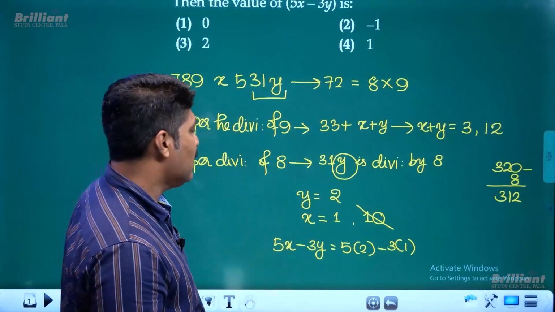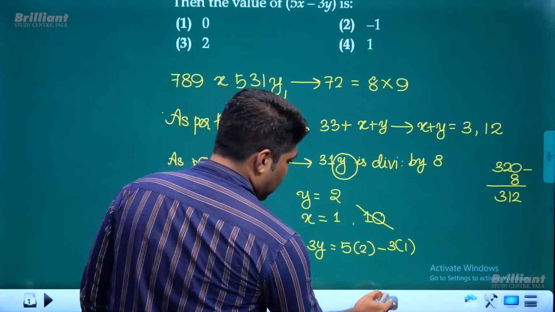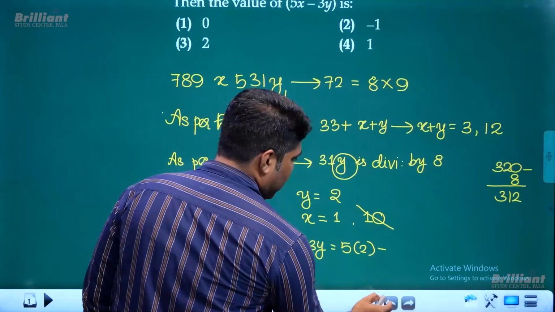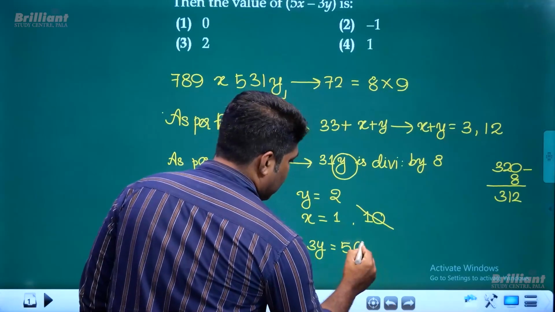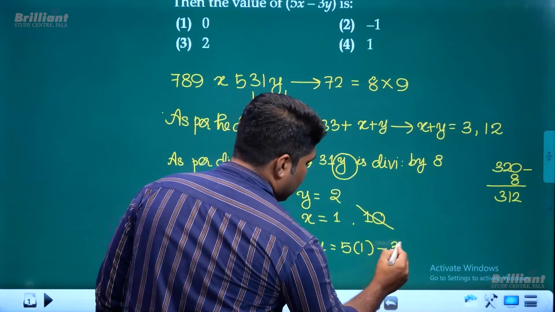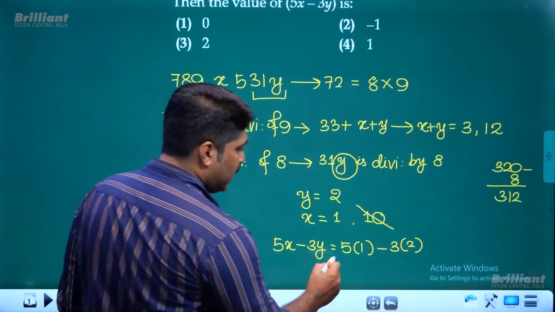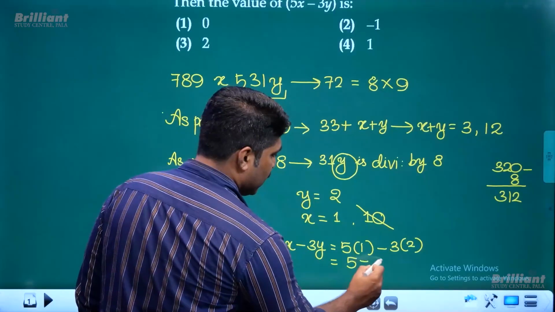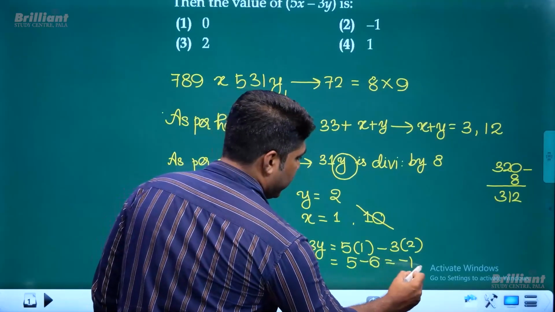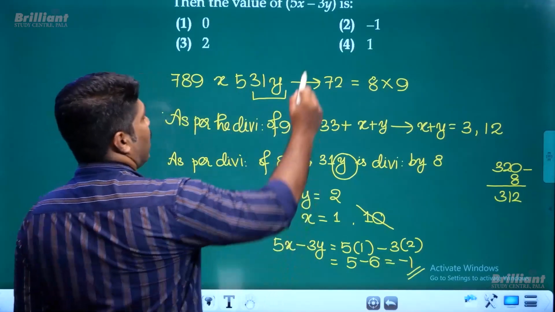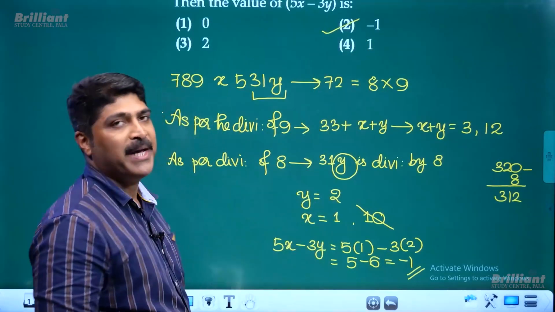5x minus 3y. Sorry, it's in the reverse order. Here this value will become 5 into 1 minus 3 into 2. What is 5 into 1? That is 5 itself. And 3 into 2, that's equal to 6. 5 minus 6, which will be equal to minus 1. Hence our answer is option 2, minus 1.